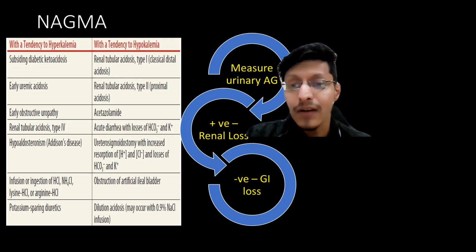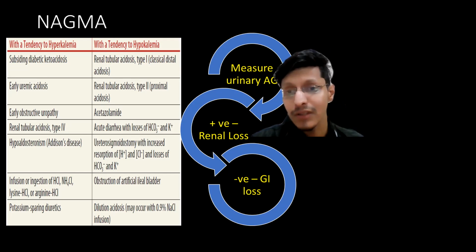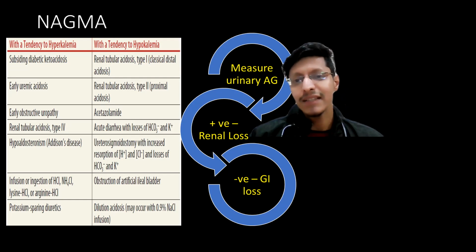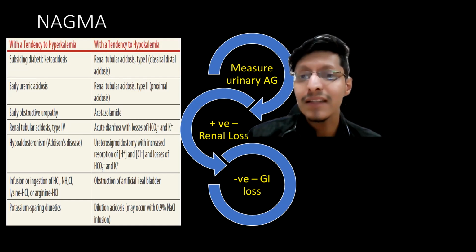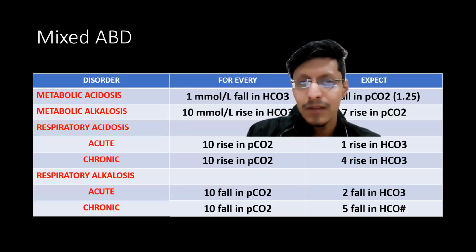dilution acidosis. So for the normal anion gap metabolic acidosis, first measure your urinary anion gap. If the measured urinary anion gap comes out to be positive, it is a renal loss. If it comes out to be negative, it is a GI loss. Then you have to see the mixed acid-base disorder.